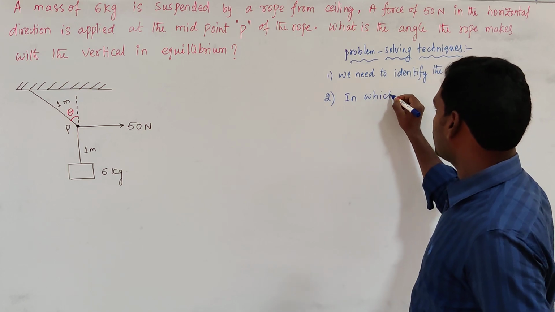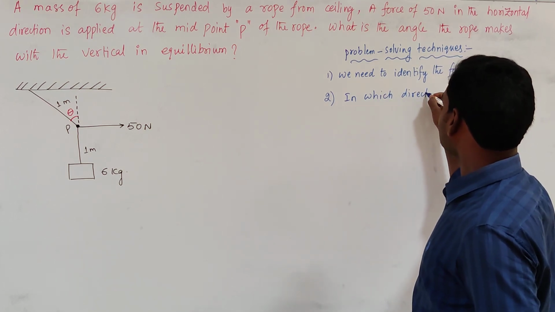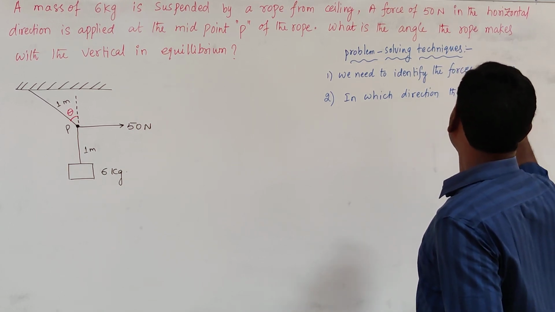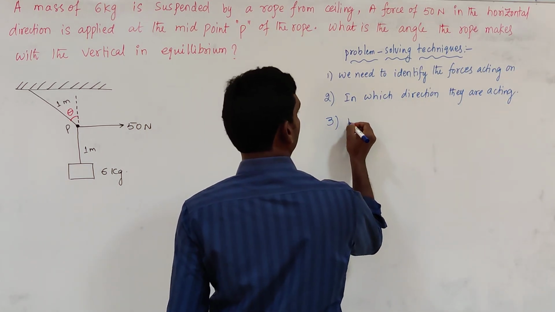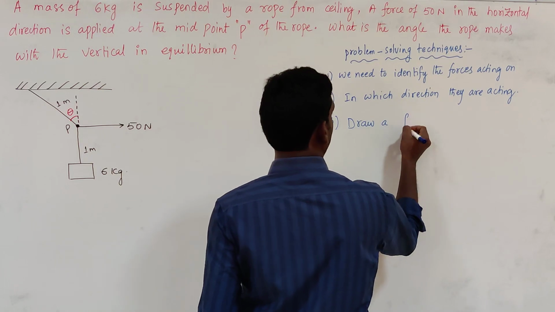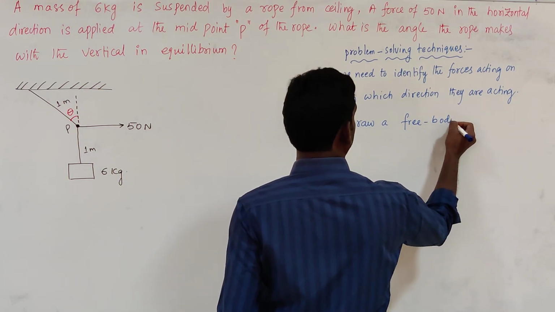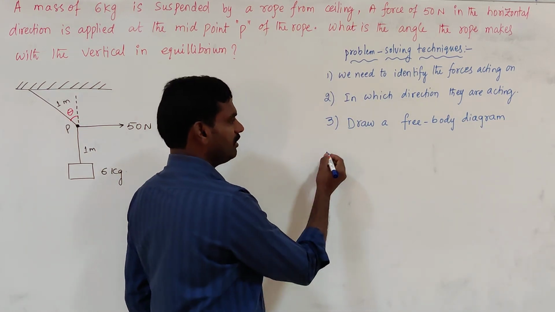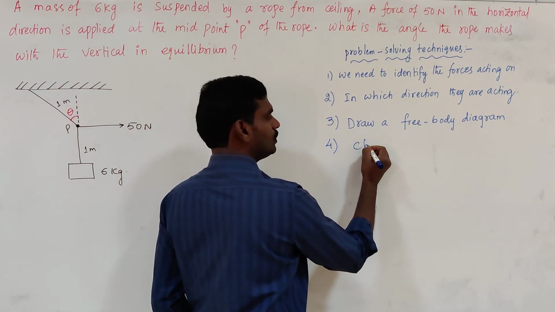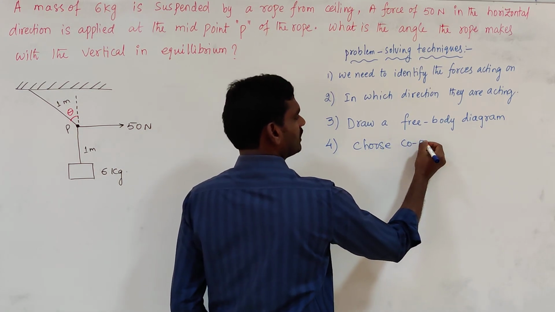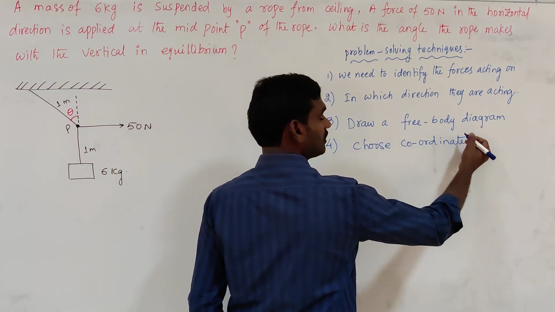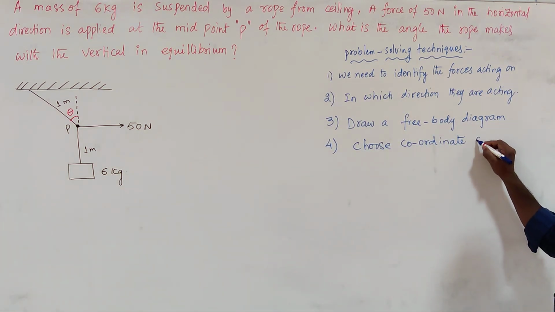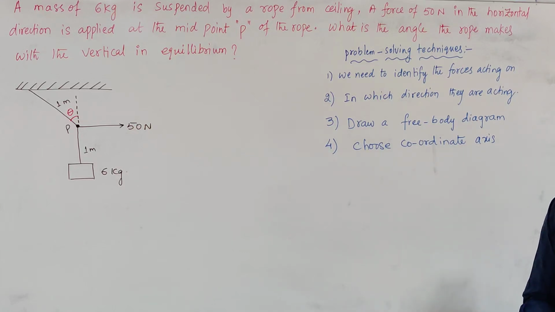We need to check in which direction they are acting. And we need to draw a free body diagram. Then choose coordinate axis. That means mention the coordinate axis: which one is taking as x-axis and which one is taking as y-axis.